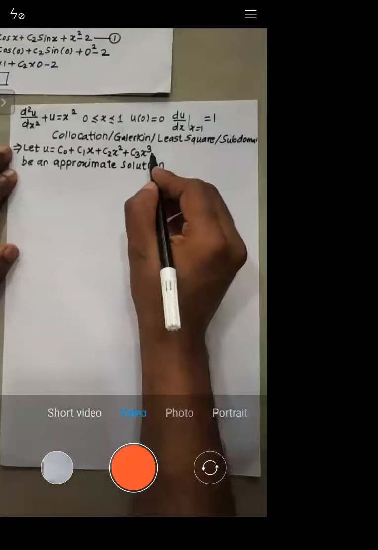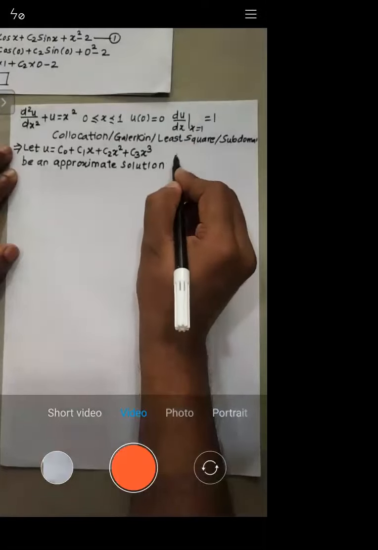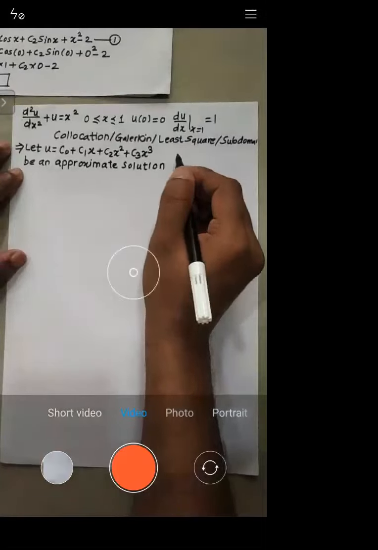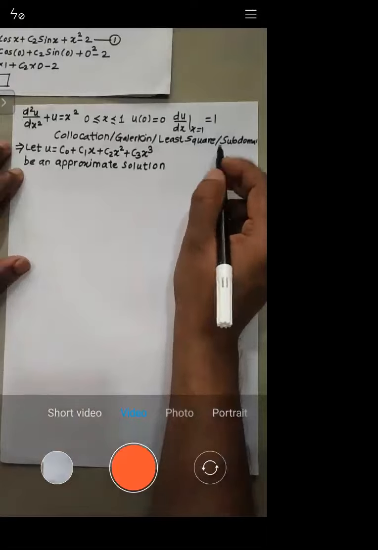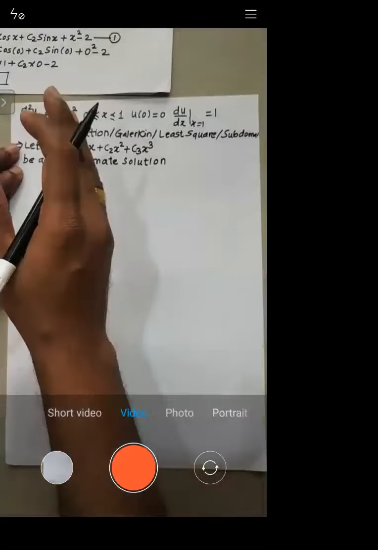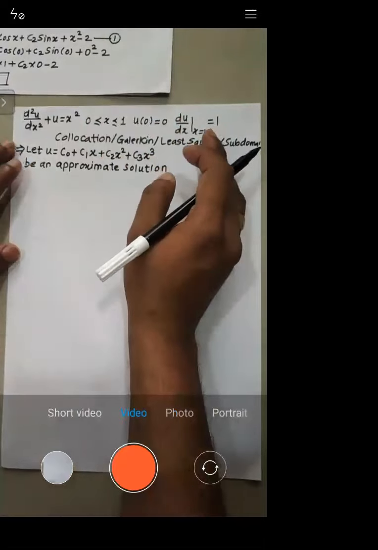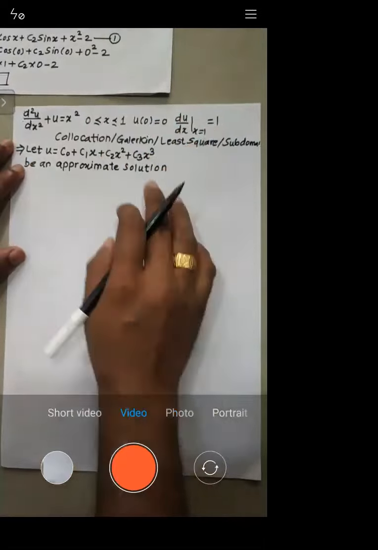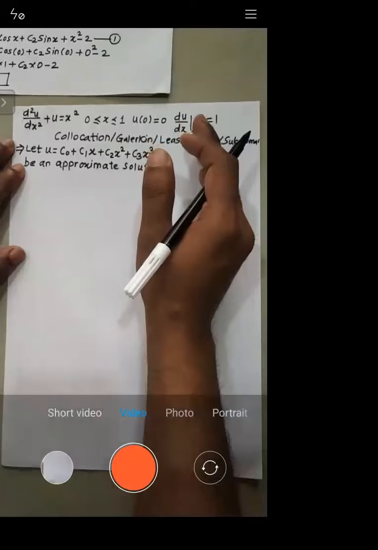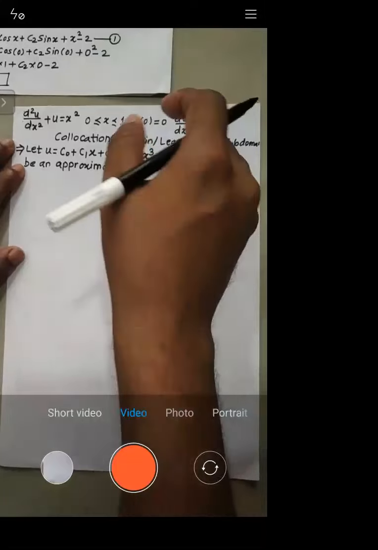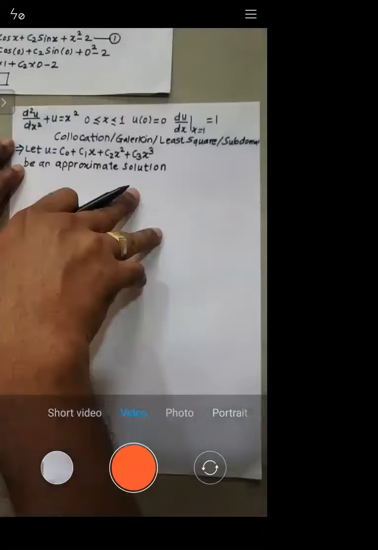See, if you take it beyond that, if you take c4 x raised to power 4, it is again okay. You can take c5 x raised to power 5, it is again okay. Because as you keep on increasing the constants, your accuracy will go on increasing. At the same time, your complexity also goes on increasing. But if you take more constants, there are more chances that your solution will approach the exact answer. Getting or not?